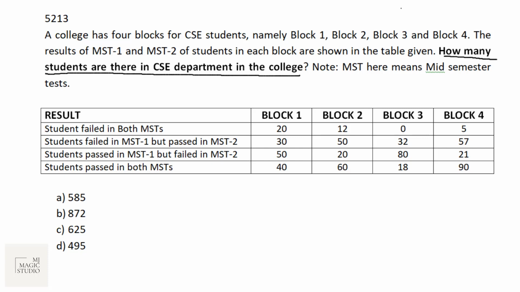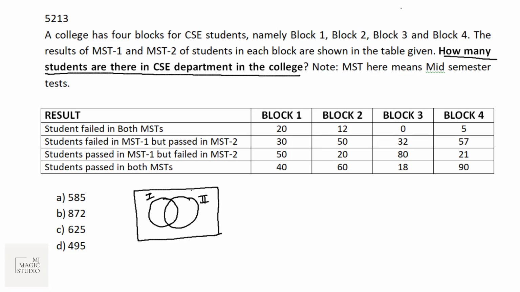Results have been divided into 4 parts. Students who failed in both. Students who failed in 1 but passed in 2. Students who passed in 1 but failed in the second one. And students who passed in both MSTs. Suppose this is the number of students in block 1. These are the number of students who failed in MST 1. These are the number of students who have failed in MST 2. And the area outside these 2 circles is the number of students who have passed in both.